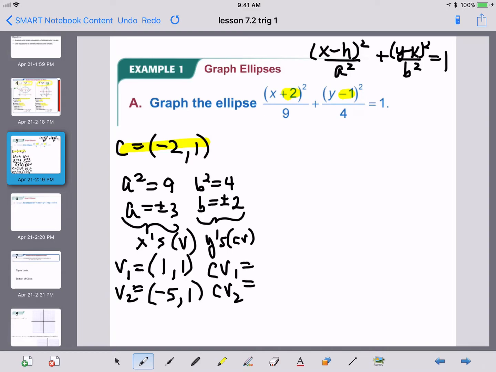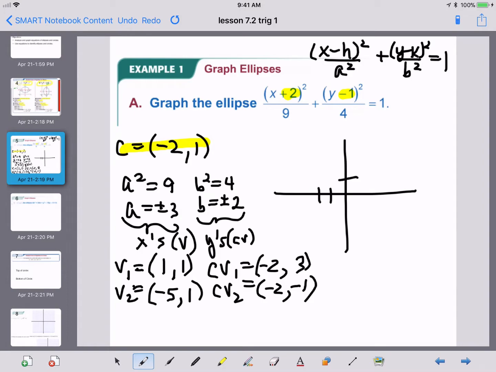Our co-vertices, we're going to add or subtract 2 to the y value. So our x value stays negative 2. Our y value, we're going to add and subtract 2. So if we add 2, we get 3. If we subtract 2, we get negative 1. Now we're ready to graph it.